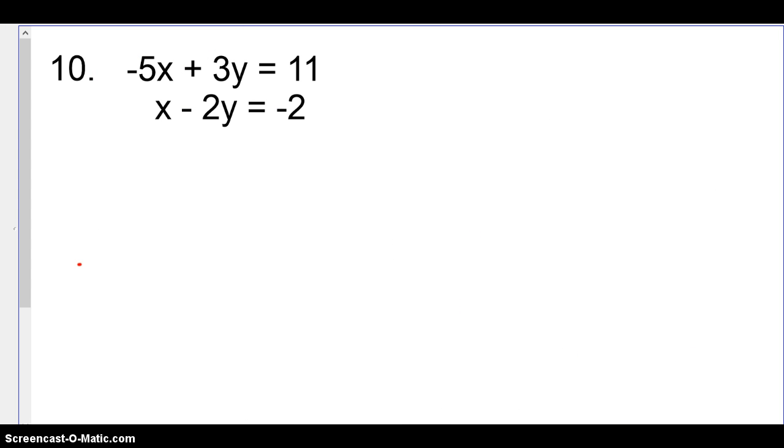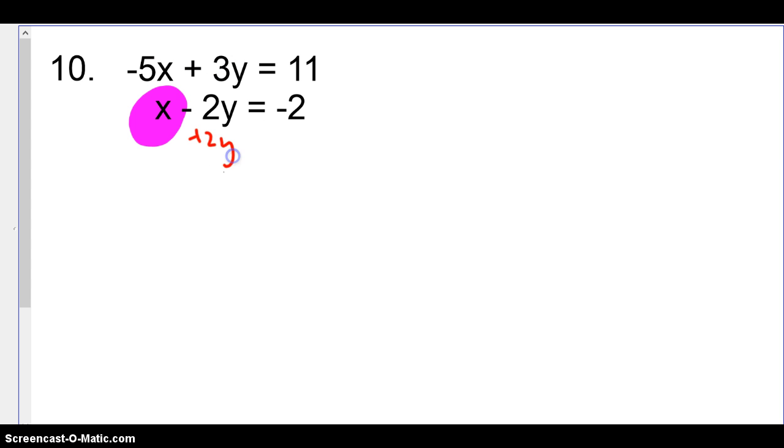Keep going. All right, number 10, I'll help you get it started, and then again, push pause or follow me through the whole thing. Either way is good. I look through negative 5x plus 3y equals 11. X minus 2y equals negative 2. And I see one place where x is already by itself. All right, if that's the case, let's get this bad boy by itself.